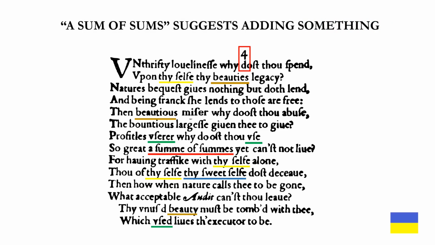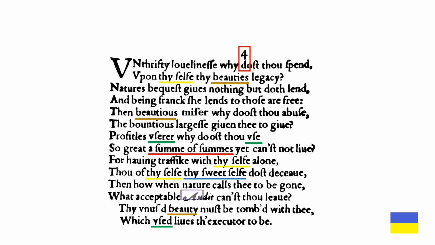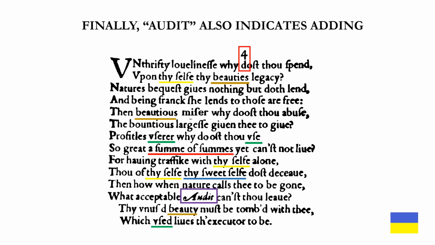A sum of sums suggests adding something. Finally, audit also indicates adding. So that's what we're going to do. Notice also that 4 above the D is a very unsubtle hint that we are to equate letters with numbers, and thereby using gematria, we can figure out what's really going on.